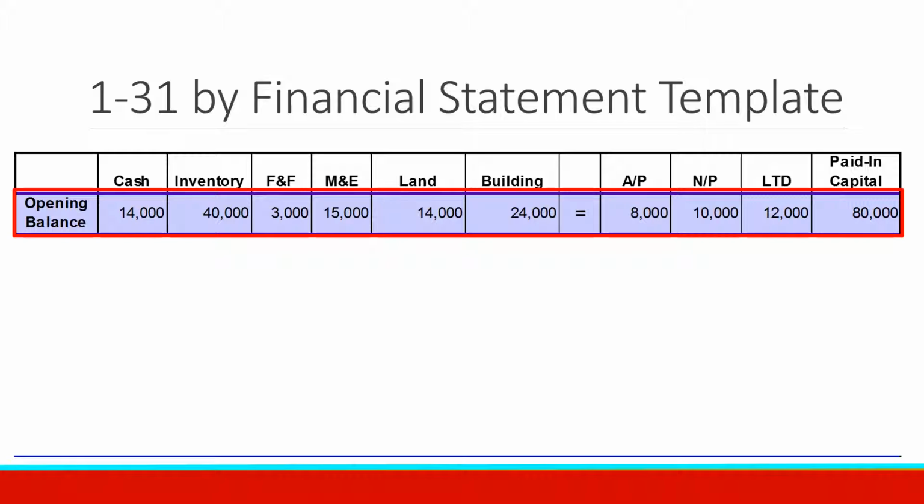So we have assembled that group of accounts, all of which are assets. All of them are being displayed as columns, and all are being shown on the left-hand side of the equal sign in the financial statement template.